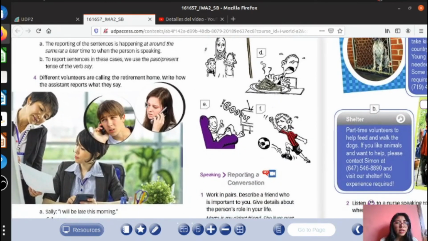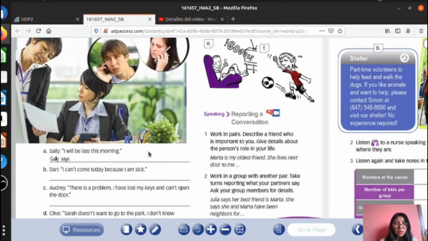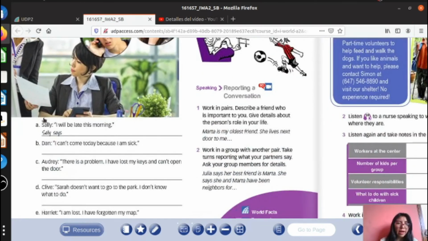Okay, in number 4, different volunteers are calling their retirement home. Write how the assistant reports what they say. Okay, so in that part you have to report. Here you have the sentence, and in that part you have to report what they are saying. Okay, usted tiene que reportar lo que ellos dicen.